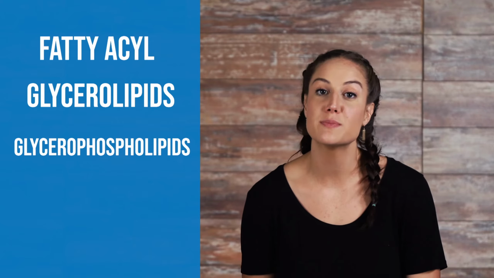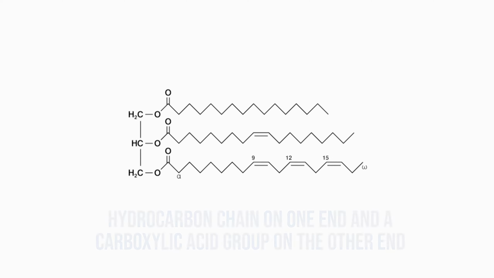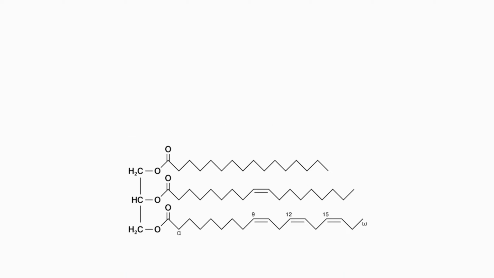Lipids, or fats. Lipids are characterized by their insolubility in water. There are 5 main classifications of lipids: fatty acyls, glycerolipids, glycerophospholipids, sterolipids, and sphingolipids. Fatty acyl refers to fatty acids and their byproducts. It is made up of a hydrocarbon chain on one end and a carboxylic acid group on the other end. The hydrocarbon chain is nonpolar and hydrophobic, which means water-fearing. The end containing the carboxylic acid group is polar and hydrophilic, water-loving.